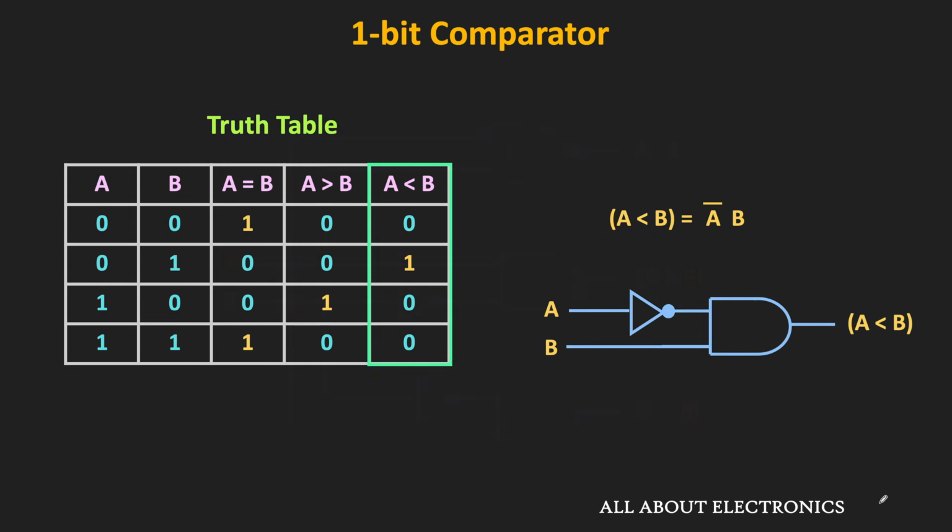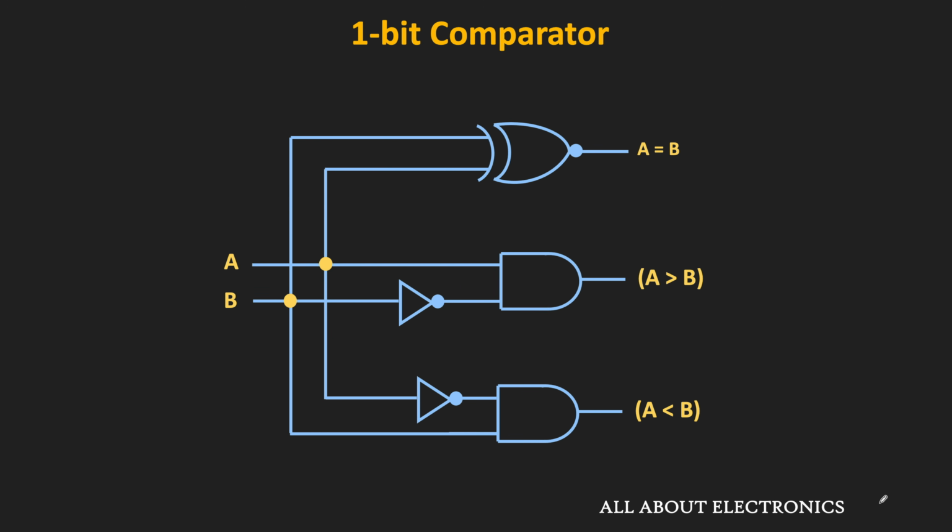And this is the overall circuit of the 1-bit comparator. So in this way, with the help of the truth table, we can design this 1-bit comparator.